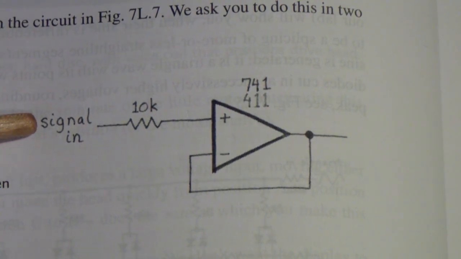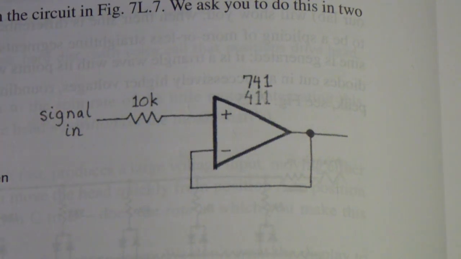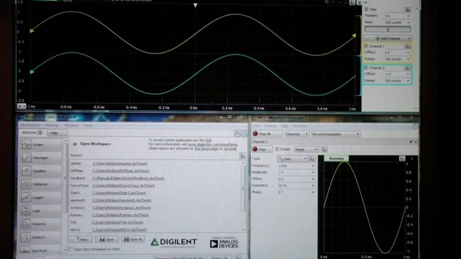Now, earlier we looked at frequency response, and we got a figure that said that it went out to about 100 kilohertz. I've got a little gnat that seems to want to fly around on my camera. I don't know if you can see it or not, but I can. Anyway, so let's now take a look at the Analog Discovery with this configuration.